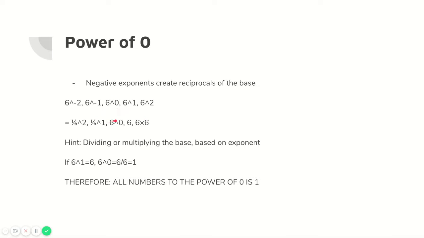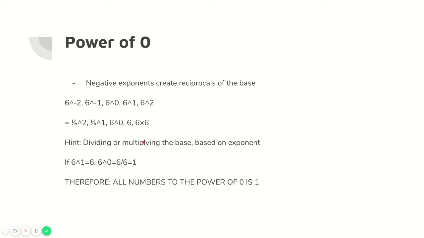So how do we really find these, and what is this mysterious 6 to the power of 0? So just a hint on how exponents work. When we would just be dividing or multiplying the base based on the exponent. For example, if 6 to the power of 1 was just 6, which was just 1 of 6, that means that 6 to the power of 0 would just be dividing the base by itself by 1, which would mean it would become 6 divided by 6 equals 1.